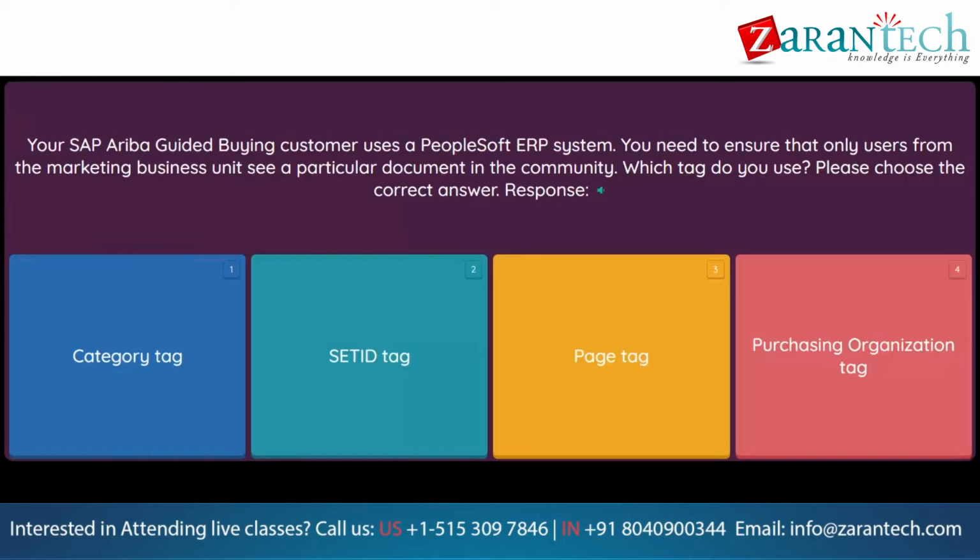Response: Option 1 Category Tag. Option 2 Sorted Tag. Option 3 Page Tag. Option 4 Purchasing Organization Tag.